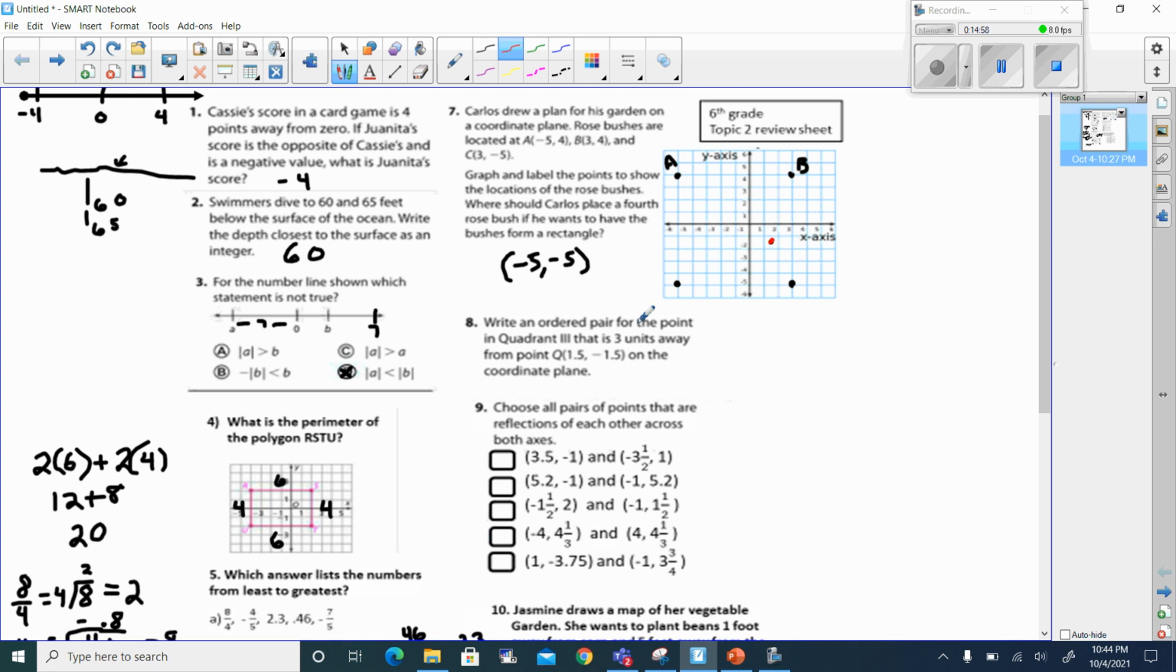Now it's saying it's 3 units away and it's in quadrant 3. Remember, quadrant 3 is over here. We're in quadrant 4 right now. So they're saying it's 3 units away. I'm going to go 1, 2, 3. So from what I see, I'm going to be sitting at -1 and -1. So I would say the ordered pair is -1.5, -1.5, right?